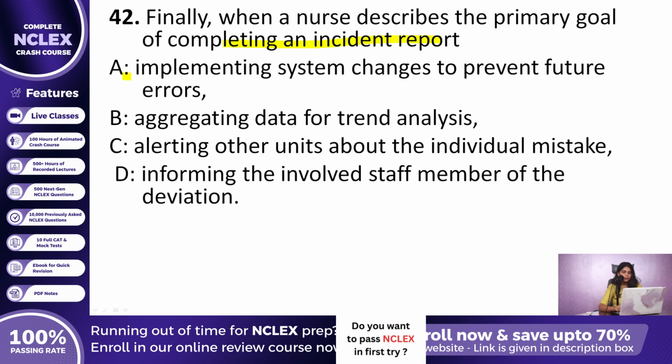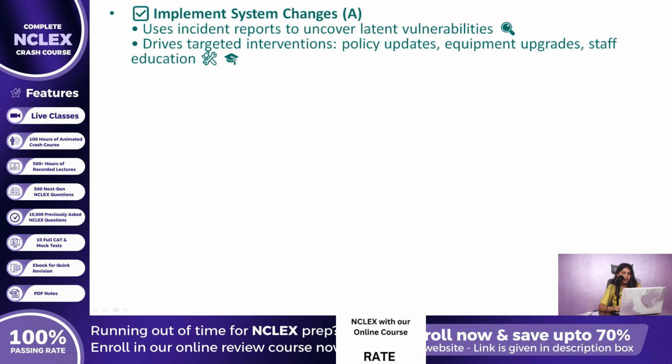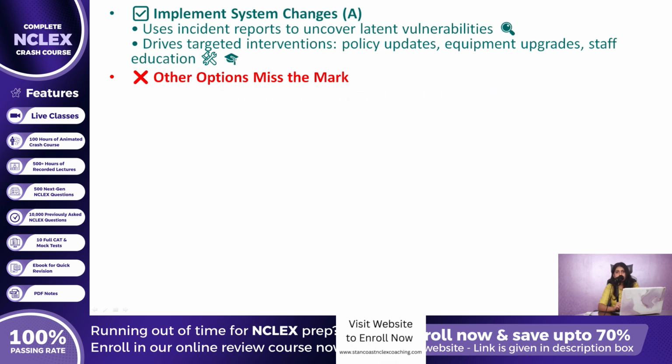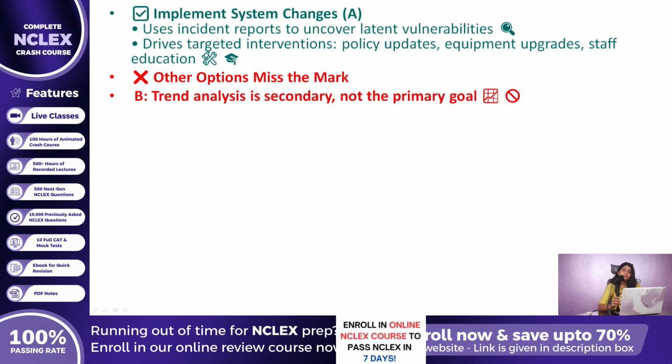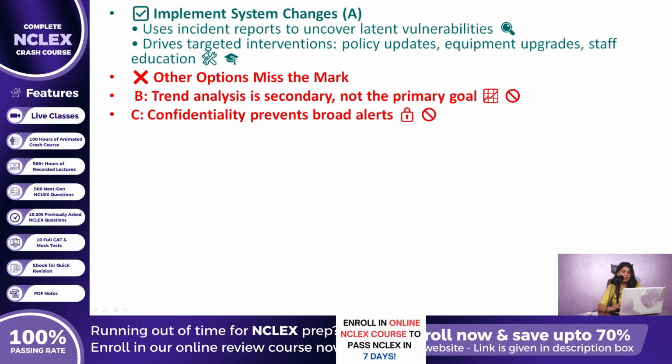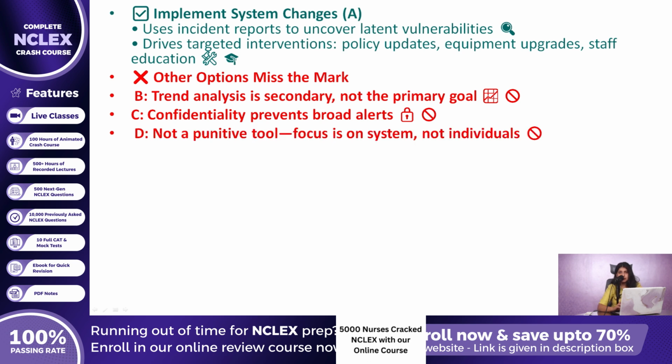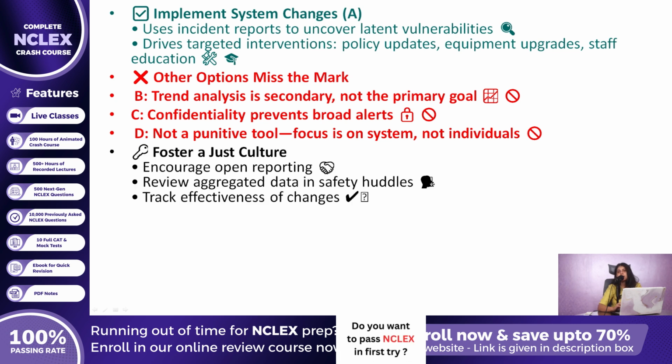Implementing system changes, because incident reports serve as quality improvement tools that identify latent system vulnerabilities and drive targeted interventions, such as policy revisions, equipment upgrades, or staff education to reduce error recurrence. While retrospective trend analysis, option B, is a secondary benefit, confidentiality prevents broad interdepartmental alerts, option C, and the reports are not punitive mechanisms to single out individuals, option D. To foster a just culture, the nurse should encourage open reporting, regularly review aggregated data in safety huddles, and track the effectiveness of implemented changes.